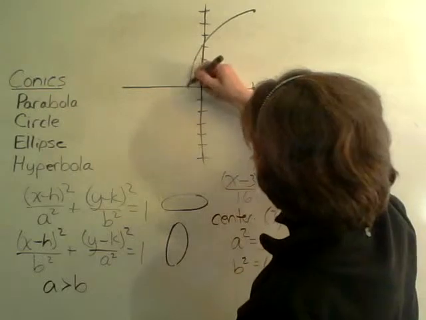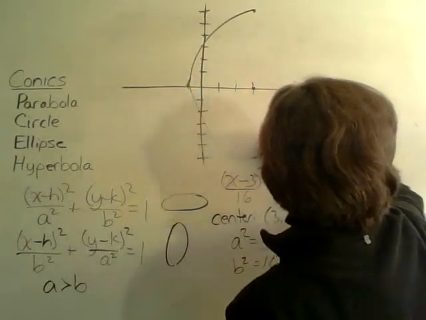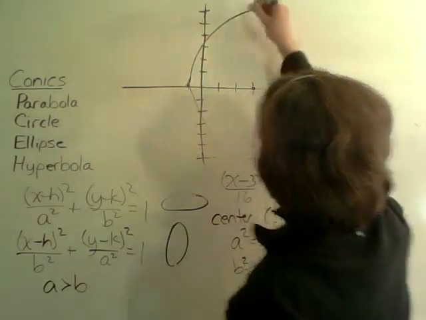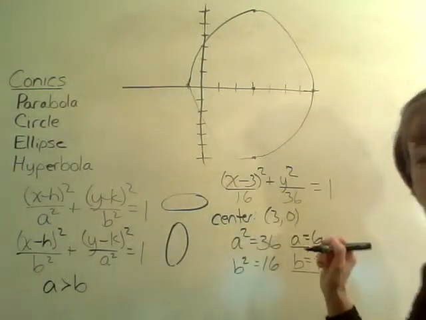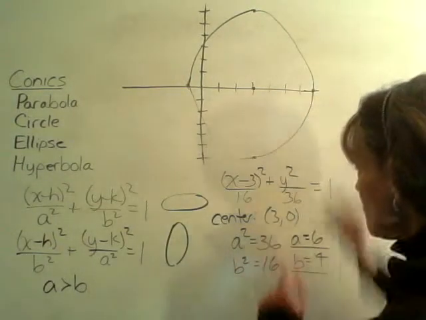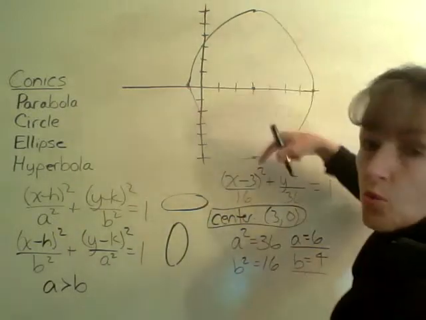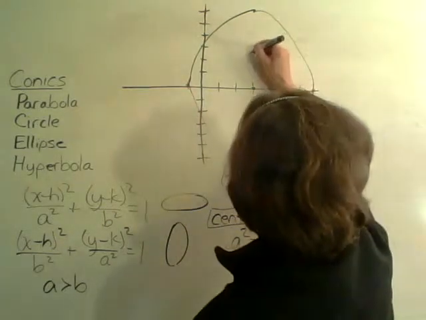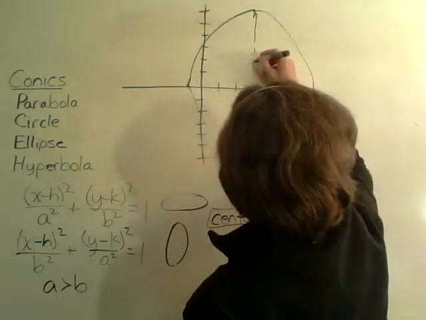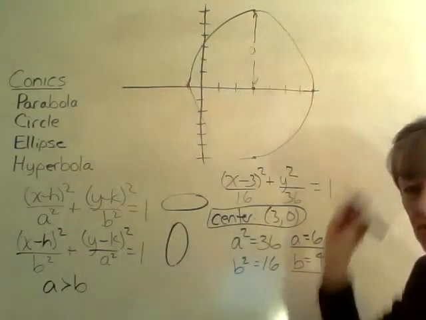I can sketch it. Now it's not going to be very pretty. Ellipses are hard to draw for most of us. We don't really care what it looks like, as long as it's accurate. So from this, we've written the center. Now we can identify what the vertices are. A is the distance from the center to each vertex. That's what A tells you.